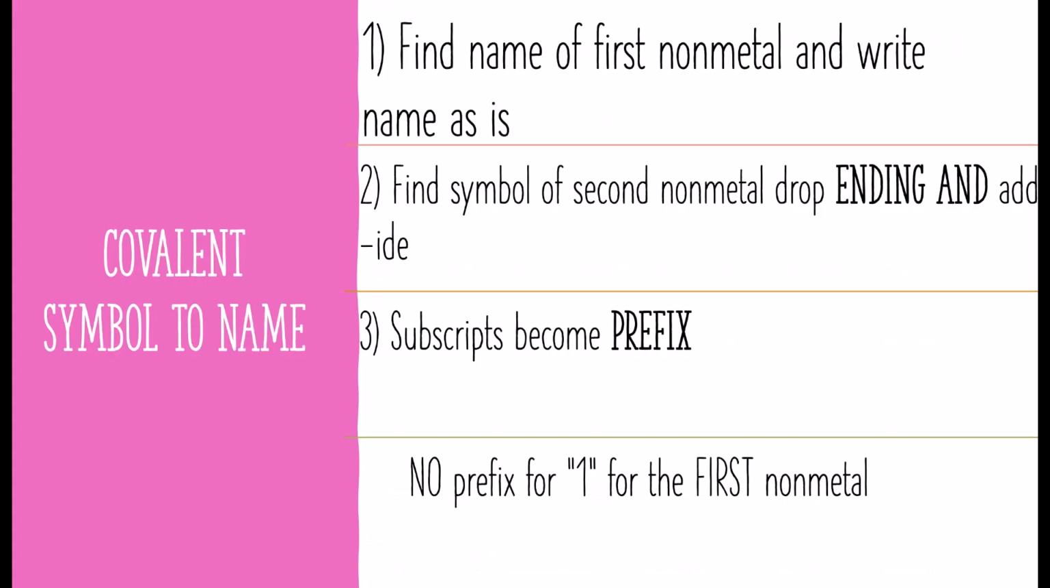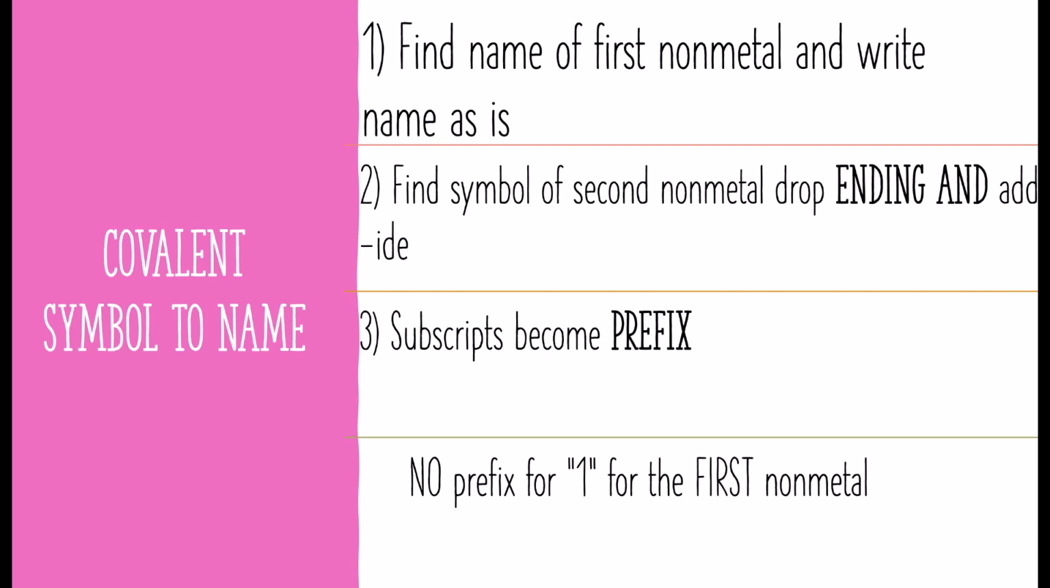Now we're going to go backwards. We're going to go from symbol to name. The procedure is very similar to ionic naming. So we're going to find the name of the first nonmetal and write the name as is. We're going to find the symbol of the second nonmetal. Remember, nonmetals are located on the right side of the zigzag line, except for hydrogen, which is located in group 1 because it has the same number of valence electrons. So find the symbol of the second nonmetal, drop the ending, and add IDE, just like we did before. And whatever subscripts now become prefixes.